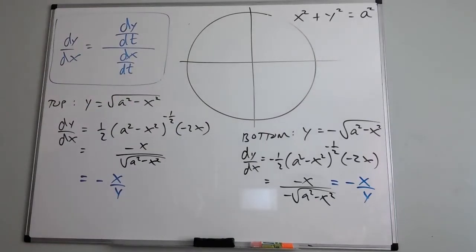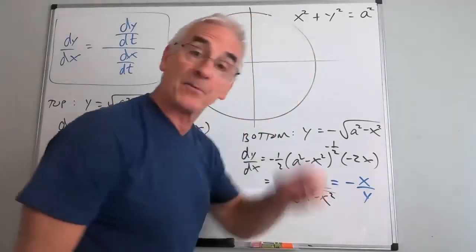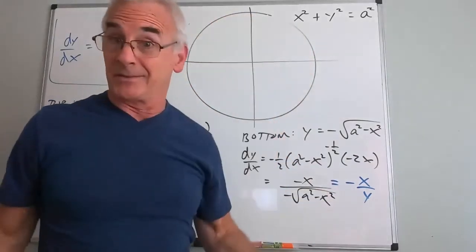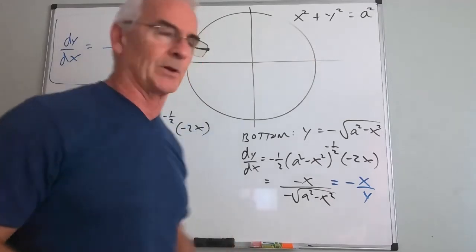If I said, what is the derivative at every point on a circle centered at the origin, at every point, didn't matter if it was top half, didn't matter if it was bottom half, we got the exact same equation, negative x over y. Now, that's very convenient. So let's make sure that makes sense to us.